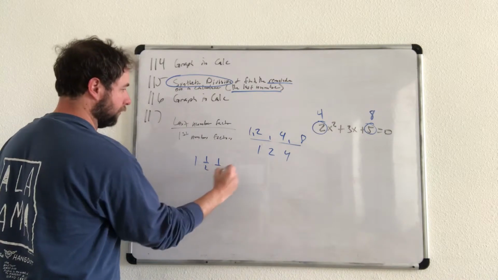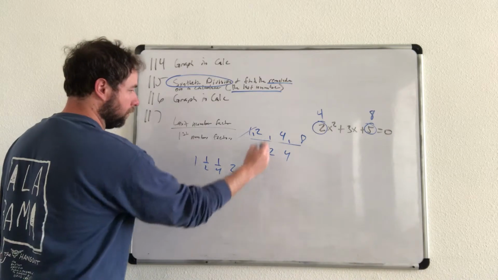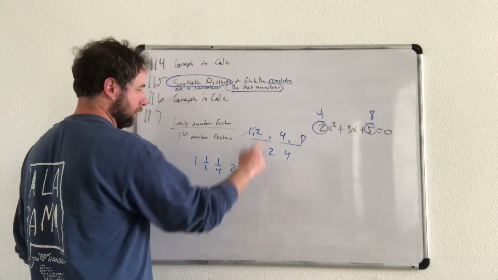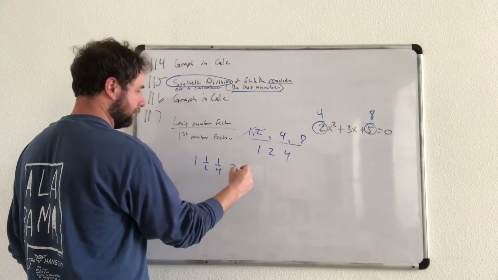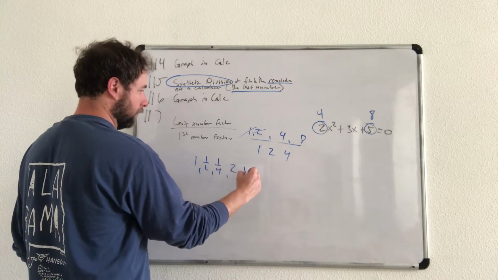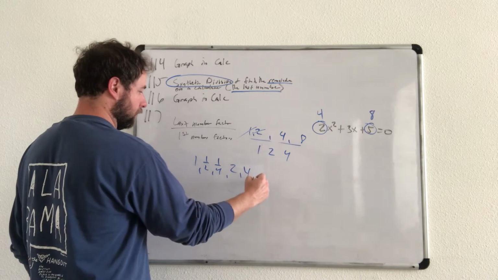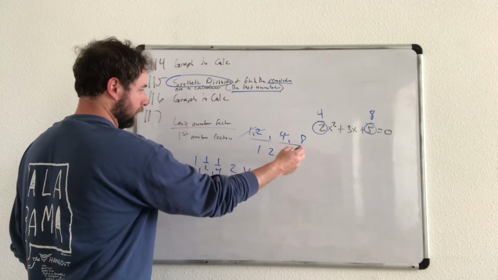1 over 4 is 1/4. So that one's done. 2 over 1 is 2. 2 over 2 is 1. Now we already have it, so we won't put a duplicate in there. 2 over 4 is 1/2. Also a duplicate. Done. Next will be 4 over 1 is 4. 4 over 2 is 2, duplicate. 4 over 4 is 1, duplicate, done.